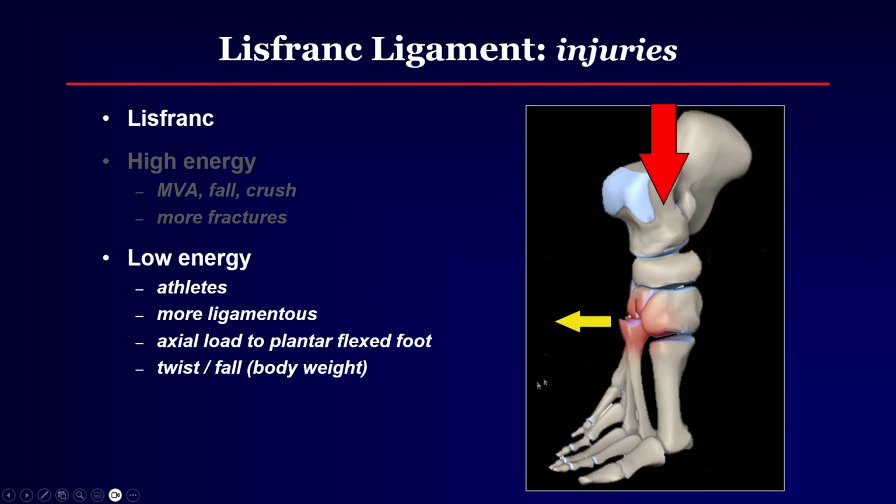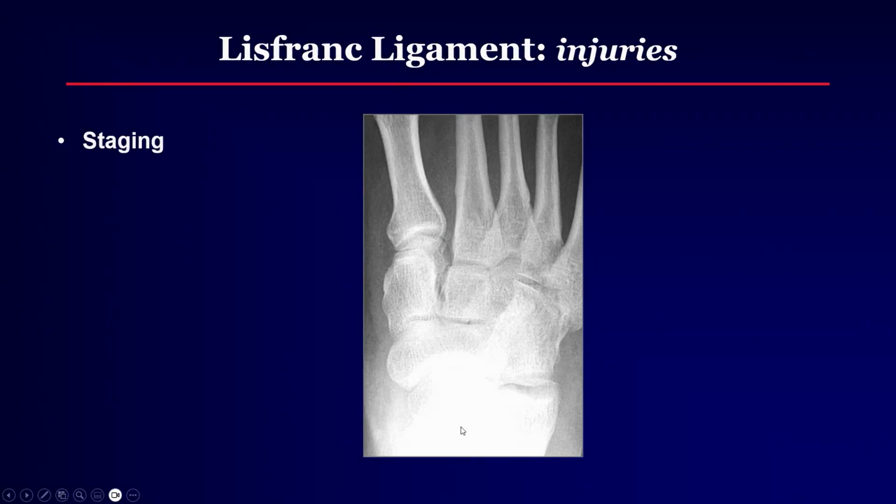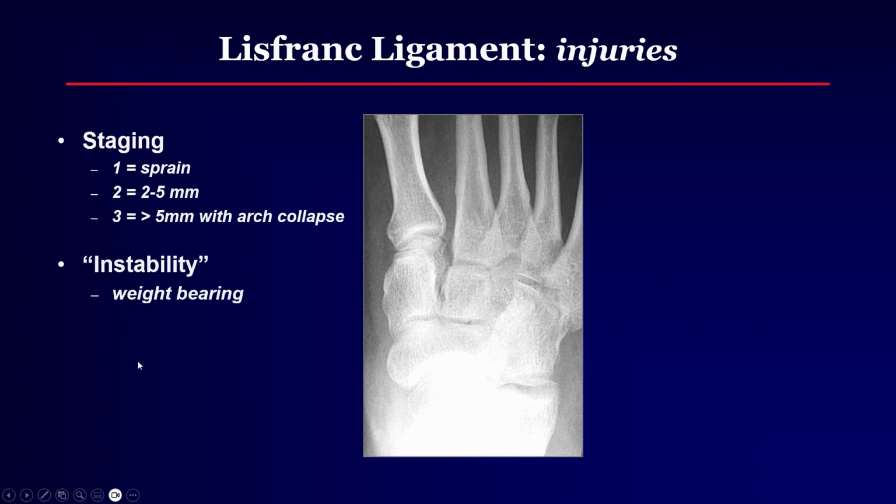So it affects that, typically that second TMT, and it's a challenging diagnosis. This one's easy, but if we miss it, as in this case, they'll come back with this kind of midfoot arthropathy due to the instability. So it's really high morbidity with this. All right, so staging. Well, if you measure here, they say this is the staging. So for those into staging, you can do that. But the question for the surgeon is this unstable or not? So we get weight-bearing views.